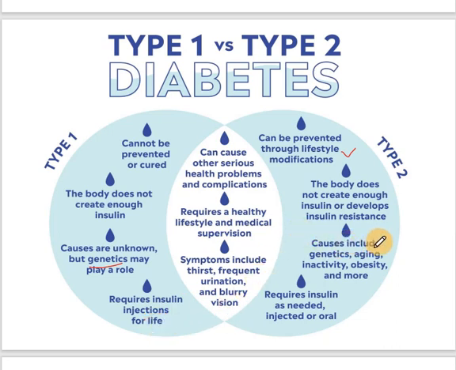This one, the causes may be genetic, aging, inactivity, or maybe obesity. So this one requires insulin, either injected, or it can be taken orally. Each of them may cause other serious health problems. They all require a healthy lifestyle and medical supervision. And each type of diabetes has symptoms of thirst, frequent urination, and blurred vision.